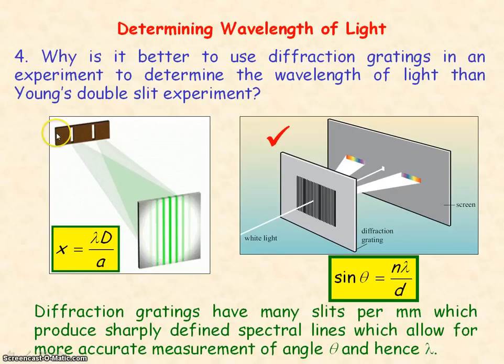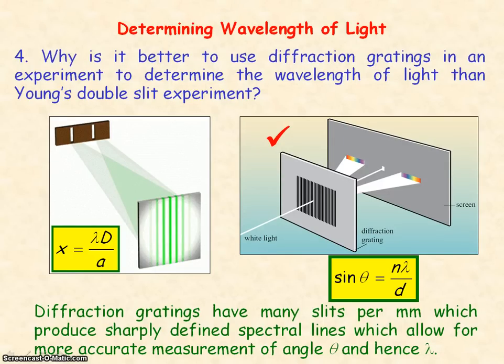So diffraction gratings are better to determine the wavelength of light than the Young's double slit experiment, which gave us an approximate value of the wavelength because the fringes were not sharply defined. However, diffraction gratings give you sharply defined spectral lines, so you could make accurate measurements of the different diffraction angles for the different colours of light, and hence accurately determine the different wavelengths for the different colours of light.